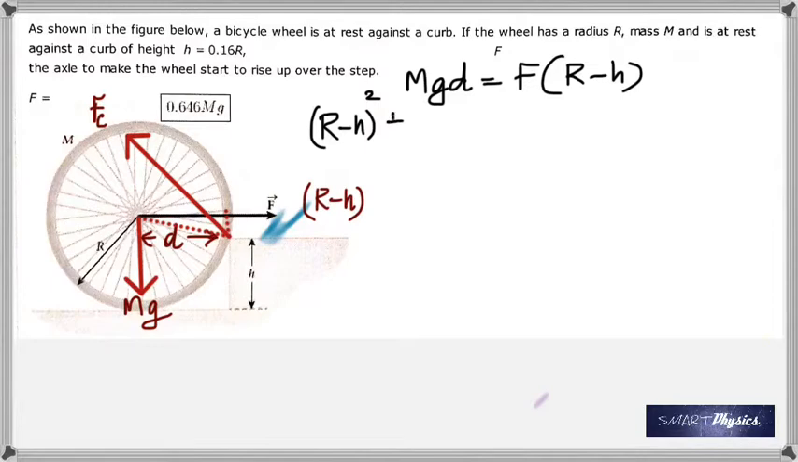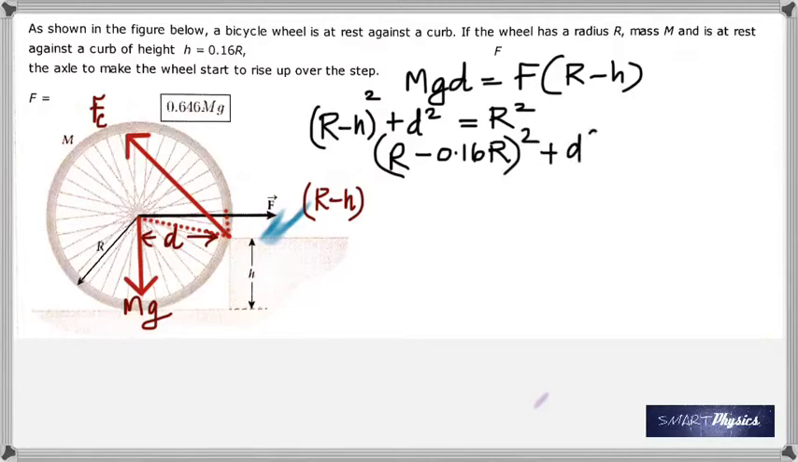But if you look at this right angle triangle here, which I've given in dotted lines now, that small right angle triangle, and you apply the Pythagorean theorem there, it is going to give you r minus h whole squared plus d squared, the square of the hypotenuse. So r minus h whole squared plus d squared is going to be r squared. Now h is given as 0.16 times r, so substitute that. R minus 0.16 r is 0.84, and when you take the square of that, you get 0.7056 r squared, plus d squared is equal to r squared.